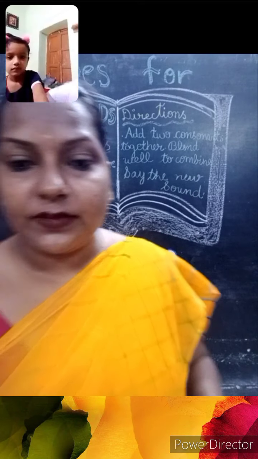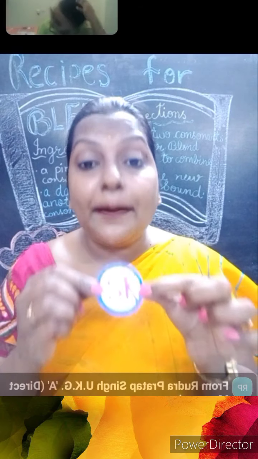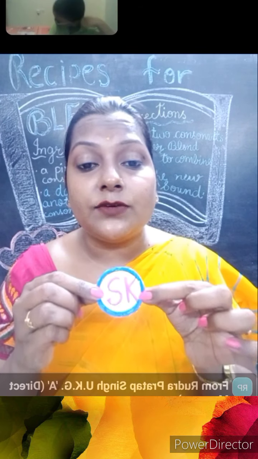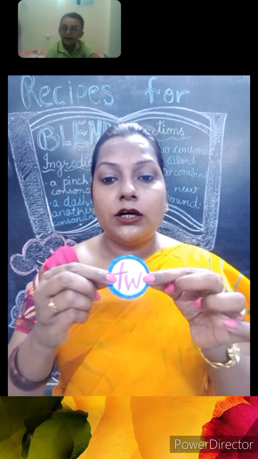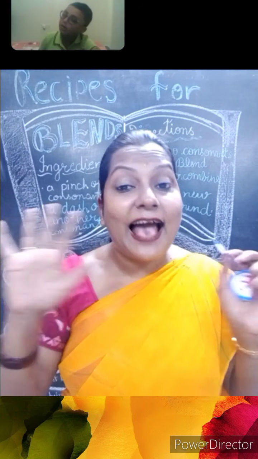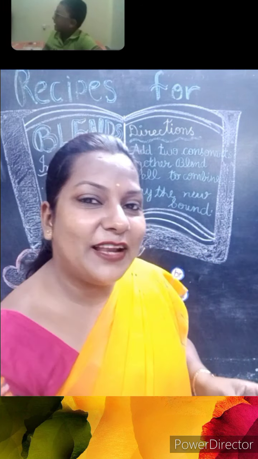Now, which one is this? Skirt. Skill. Skip. Very good. Tour. Twenty. Twins. Two. Glue. Very good. Glow. Glad. Well done. Very beautiful words.